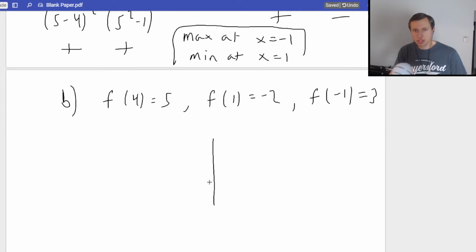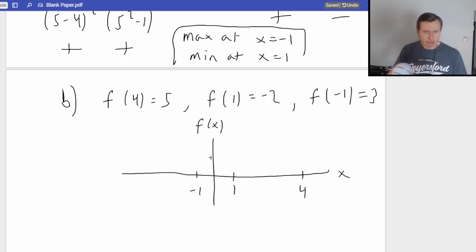Okay, so the first thing I'm going to do, I'm going to make a big number line here. Really, just a set of axes. I have negative 1, and positive 4 somewhere down here. Here's x. Here's f of x. Okay. Now first I'm going to plot these 3 points.